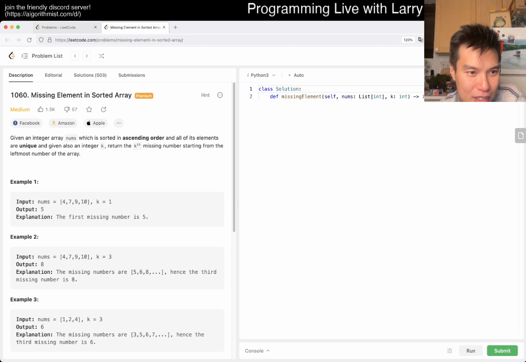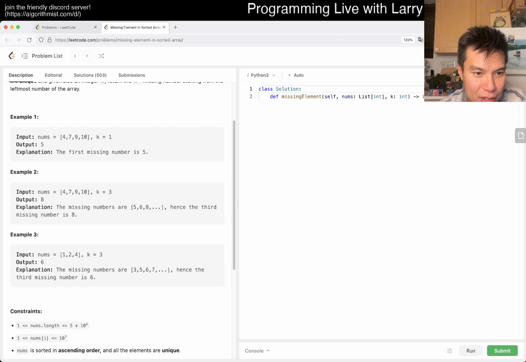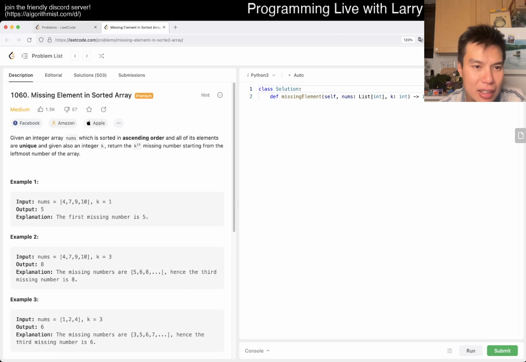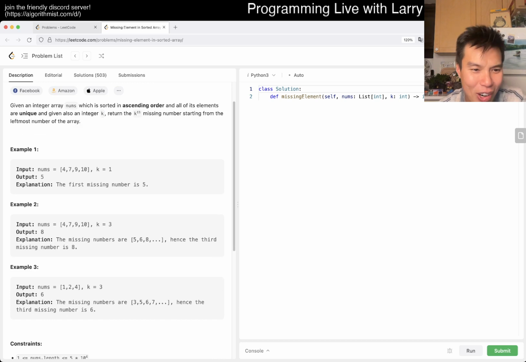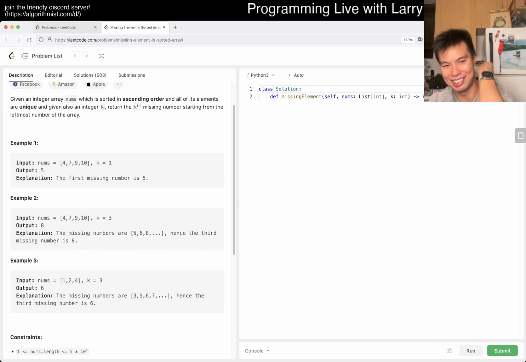Given an integer array nums which is sorted in ascending order, with unique elements, and given an integer k, return the kth missing number starting from the leftmost number of the array. What does that mean? Oh, why is the first missing number 5? The missing numbers are 5, 6. Okay, I see. It's a really awkward way of saying it, because you don't start at 1. I think that's why it feels a little awkward. Okay, fine.